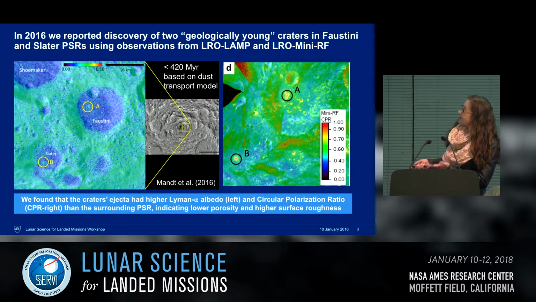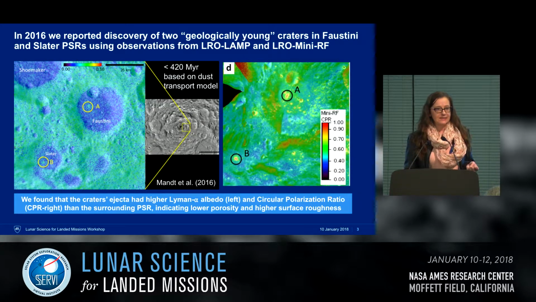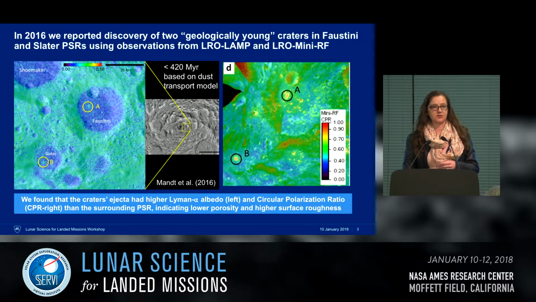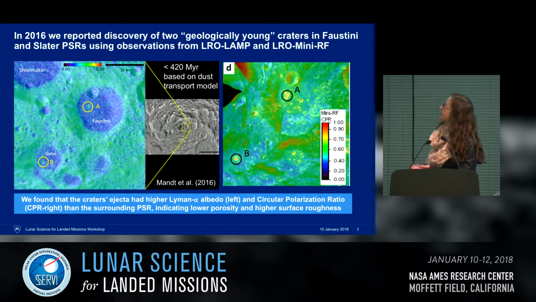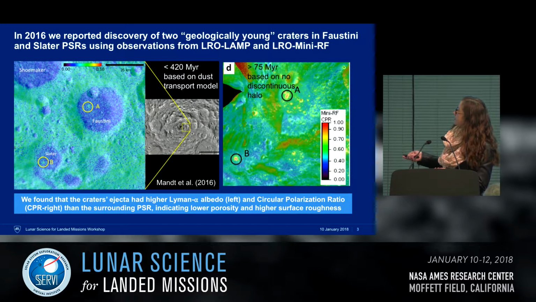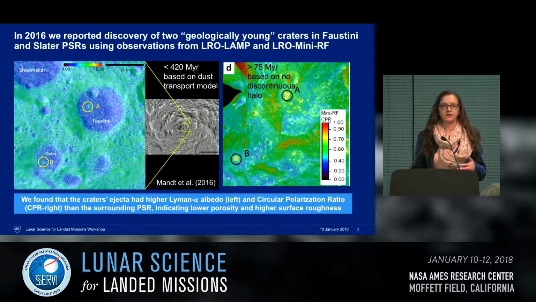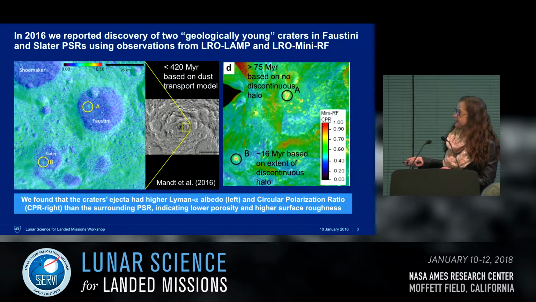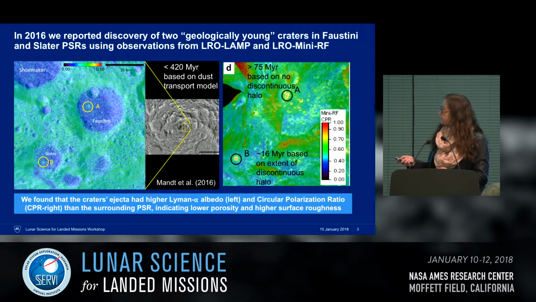So we've estimated on very limited data an upper limit for the age of these craters based on what we can understand right now about the transport of dust on the moon. This is extremely limited data, something we need to measure with a lander. So if you put a lander, measure dust transport. But we set an upper limit of about 420 million years. With the mini RF, we're able to constrain the ages a little bit better because of the degradation of a discontinuous halo, and so we have an upper limit on this crater of 75 million years, and then this crater is about 16 million years, so it's younger of the two.